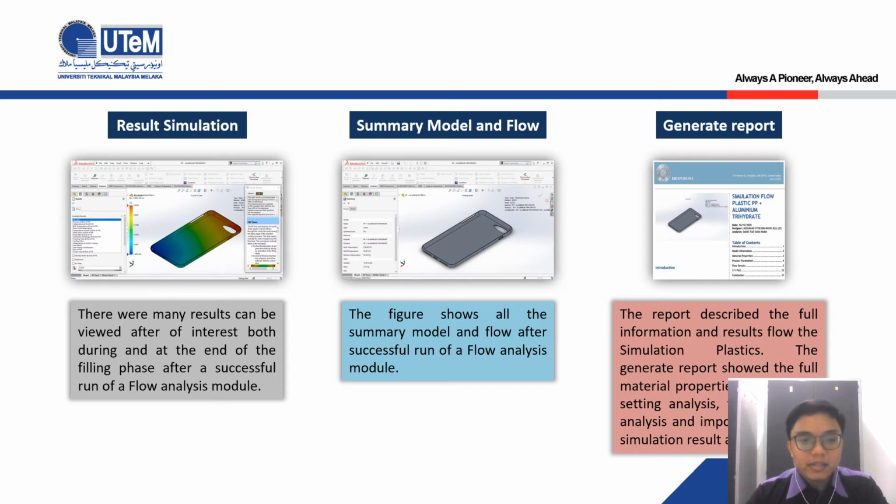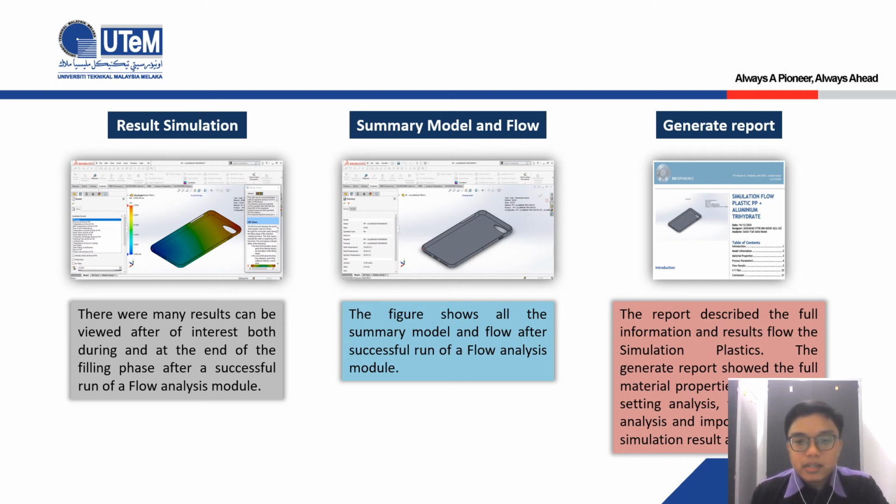The sixth step is result simulation. Many results can be viewed, both during and at the end of the filling phase, after a successful run of the flow analysis module. The seventh step is summary model and flow. The figure shows all the summary model and flow after a successful run of a flow analysis module.